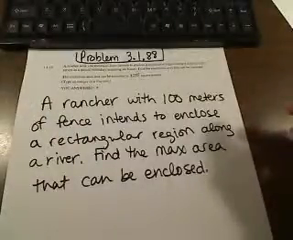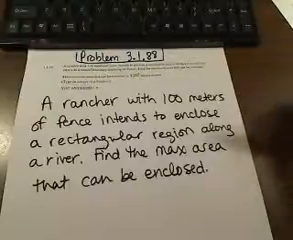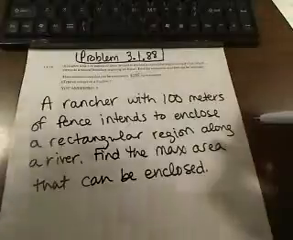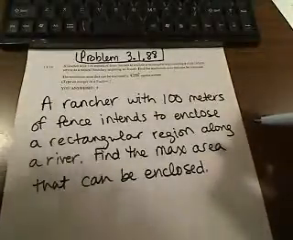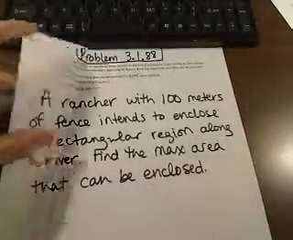Okay, so this is problem 3.1.88, and they tell us that a rancher with 100 meters of fence intends to enclose a rectangular region along a river, and the river is serving as a natural boundary, so you're not going to put any fencing along the river, and they want us to find the maximum area that can be enclosed.